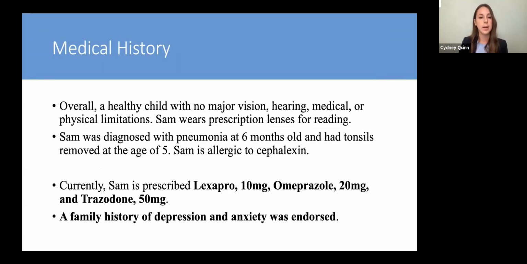Medically, Sam has been a healthy child, no major vision, hearing, medical, physical limitations, a few illnesses growing up, but nothing that required any long-term care or any major complications. At the time when Sam came to see us, Sam was prescribed multiple medications for mental health, primarily the Lexapro and Trazodone, and then also some medication for some medical concerns with stomach. And then a family history of depression and anxiety was endorsed. Within the medication, and we'll go into it in a few minutes, Sam wasn't experiencing any symptom relief with the Lexapro or the Trazodone either.